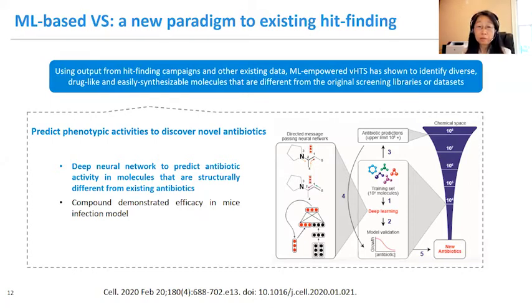Not only was the model able to predict chemically related compounds that demonstrated antibiotic or growth inhibition in their assays, but also the unknown chemotypes that were newly discovered. And this new chemotype was able to demonstrate efficacy in the in vivo infectious model later on.